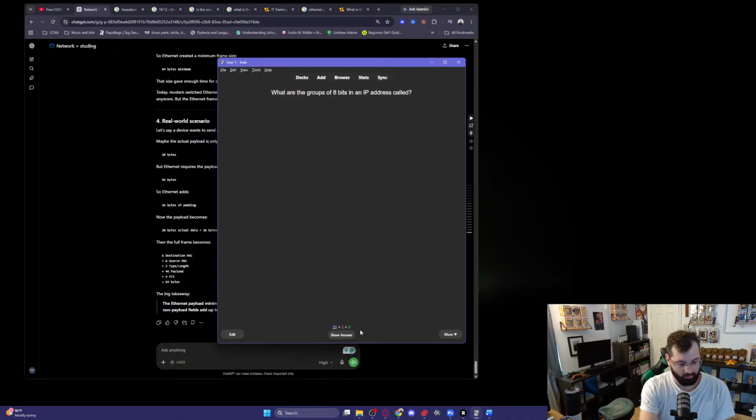My mouse is about to die. What are the groups of 8 bits? Oh, they're called an octet. These are way simpler than the last ones, at least so far. Only two in so far. Okay. What are the groups of 8 bits? Oh, I already did that one. What is the maximum value of binary in an octet? 255? Is that what it's wanting? If it's all ones? Okay, good.